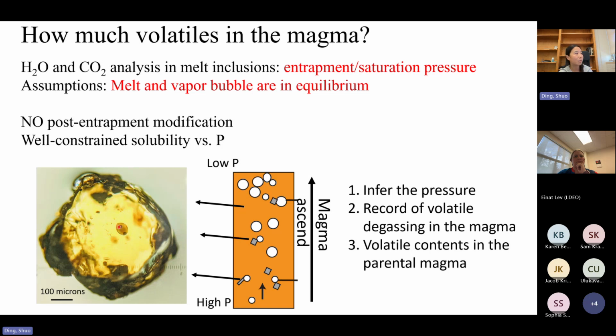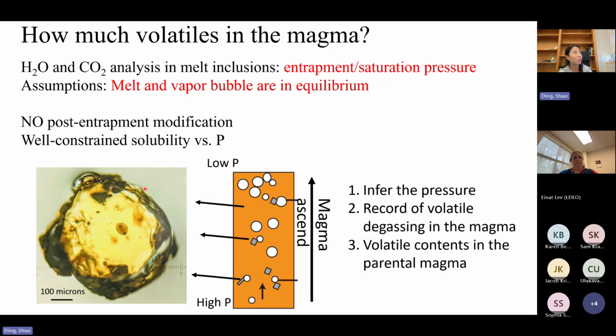This actually helps the volatiles from degassing away during the eruption, so it can really tell us how much volatiles could be in the magma at the time when it was entrapped. If we have melt inclusions entrapped at different depths, by analyzing their volatile contents we can have a record of volatile degassing during magma ascent.